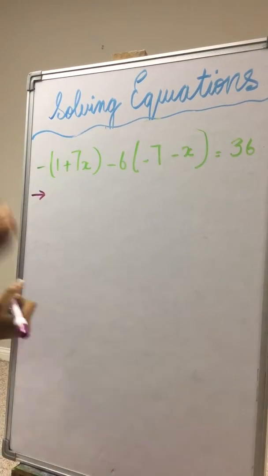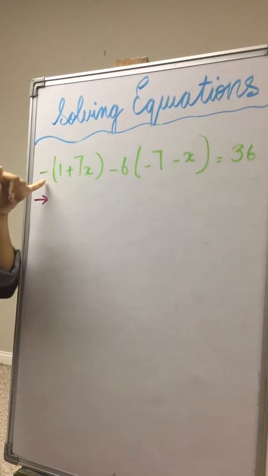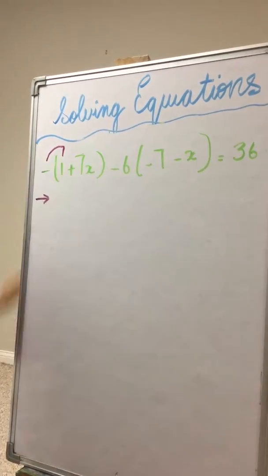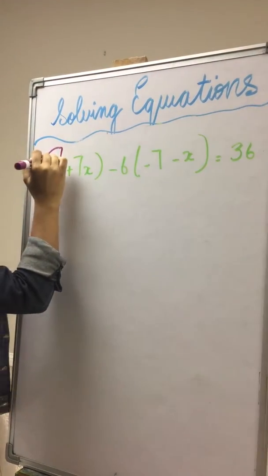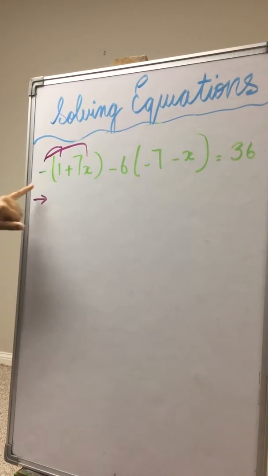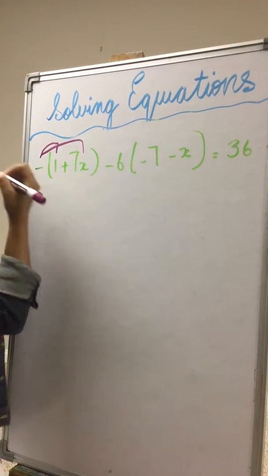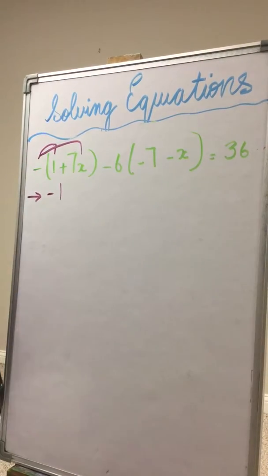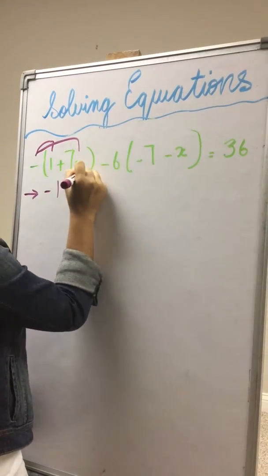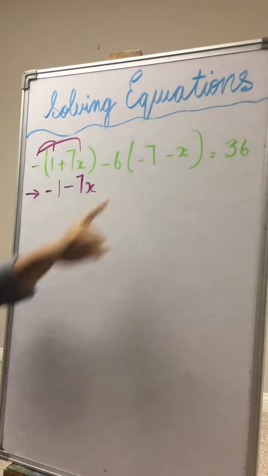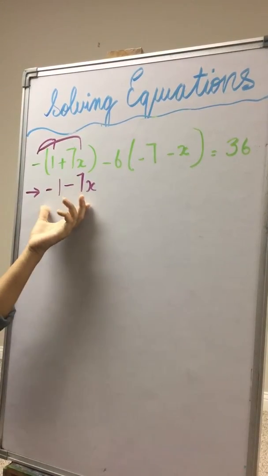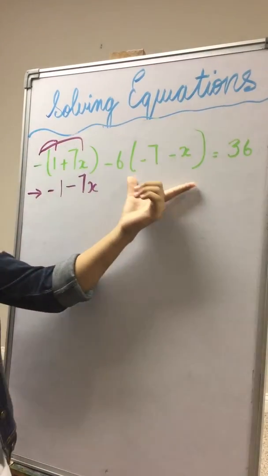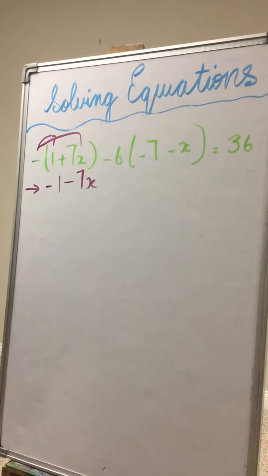So this negative means that it's going to go to 1 and it's going to go to 7x. So negative times 1 is negative 1. Negative times positive 7x equals negative 7x. And so that portion is done. We simplified into a form which does not include parentheses, but we have another set of parentheses over here and we're going to try and solve those.